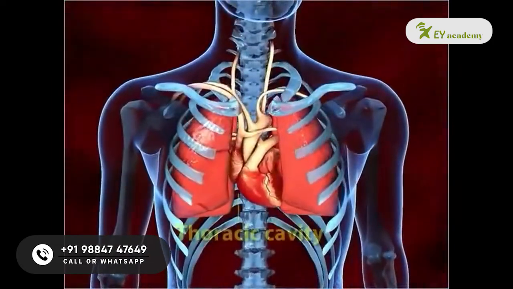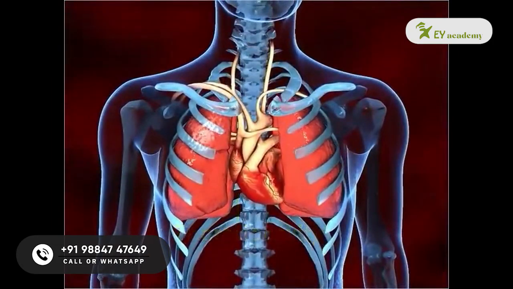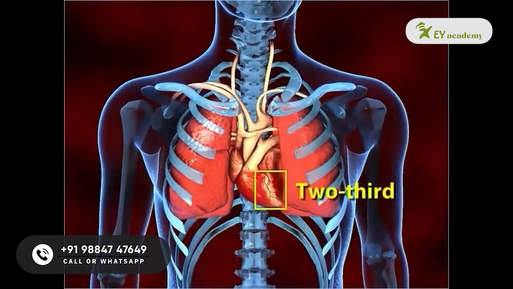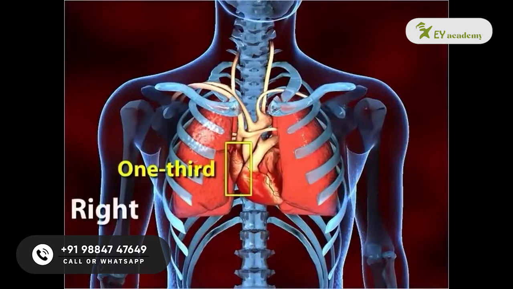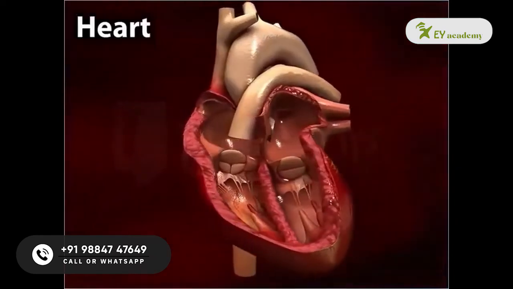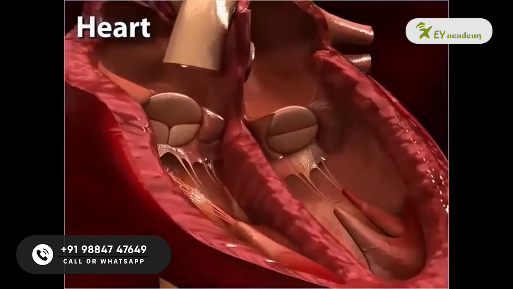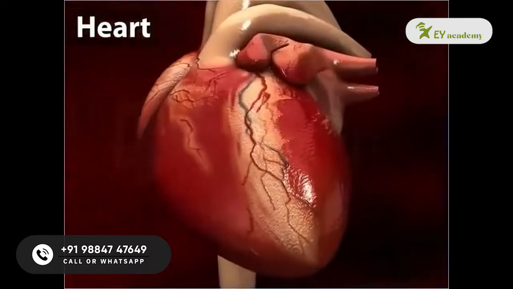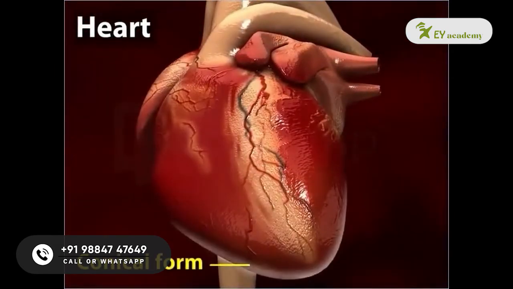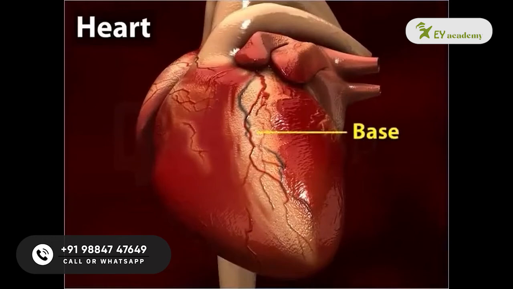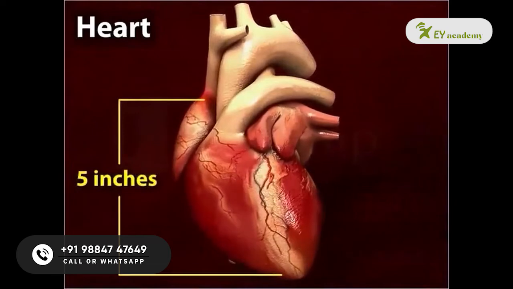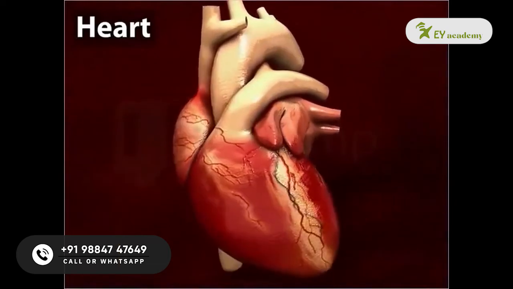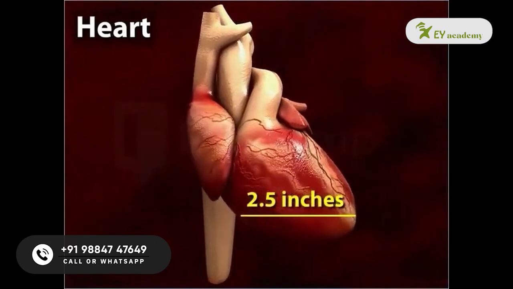The heart is located in the thoracic cavity, in between the two lungs. Two-thirds of the heart is located to the left of the midline of the body, and one-third is located to the right. The heart is a hollow muscular organ of somewhat conical form with an upper broad part, the base, and a lower narrow part, the apex. An adult heart is about 5 inches long, 3.5 inches wide, and 2.5 inches from front to back.